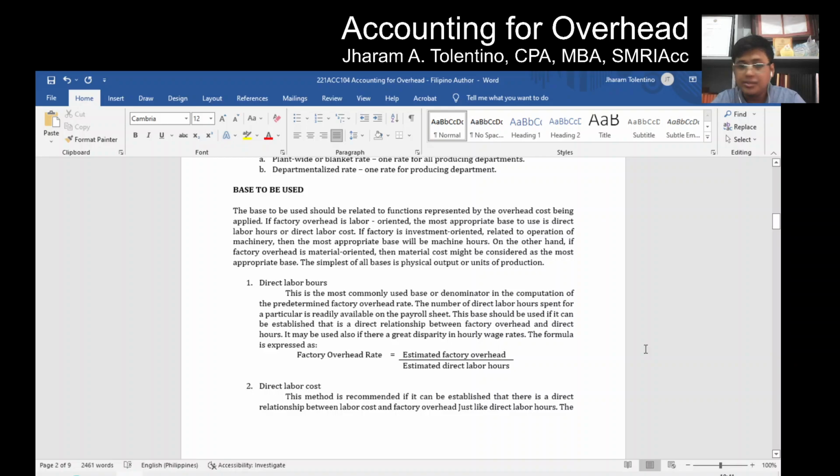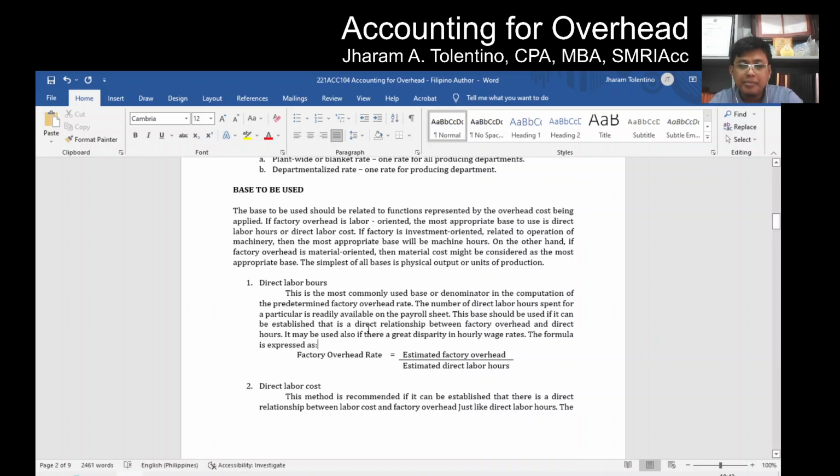So, direct labor hours, once again, this is the most commonly used base or denominator in the computation of a predetermined factory overhead rate. The number of direct labor hours is readily available from the payroll sheet. Kukunin mo na lang. So, this base should be used if it can be established that there is a direct relationship between factory overhead and direct labor hours. Although, yan, sinasabi mostly ng mga problem pag na-encounter nyo sa job order costing system, overhead is 80% of direct labor cost or direct labor hours. Kasi siya yung pinakamadali. Okay? And if yun yung nakita mo, then it's good. It's maganda.